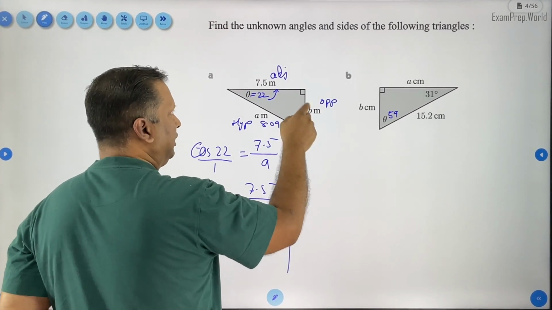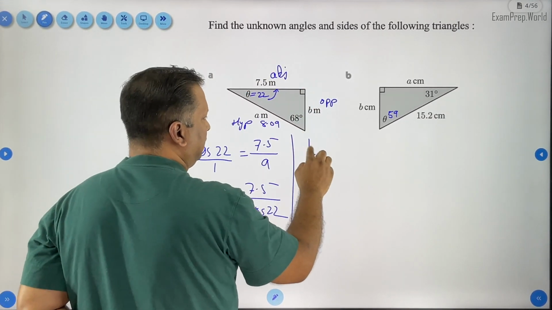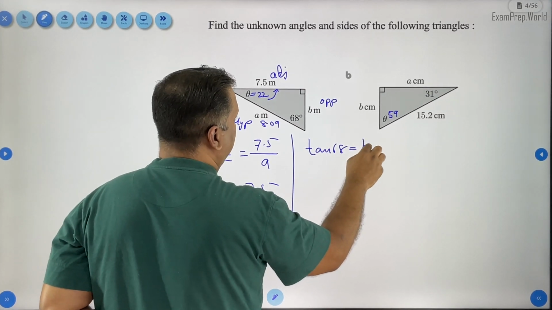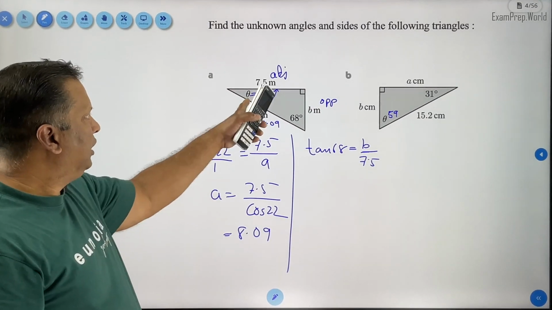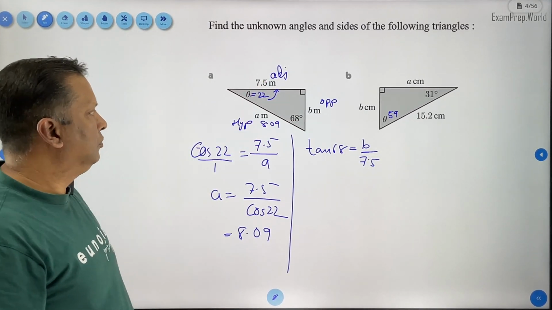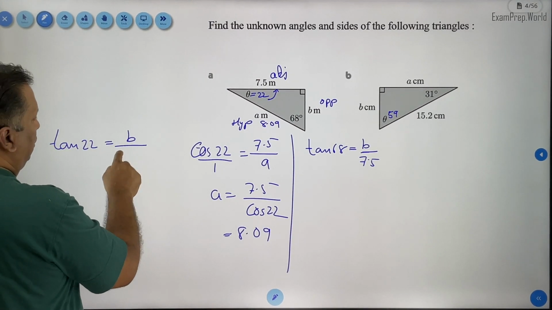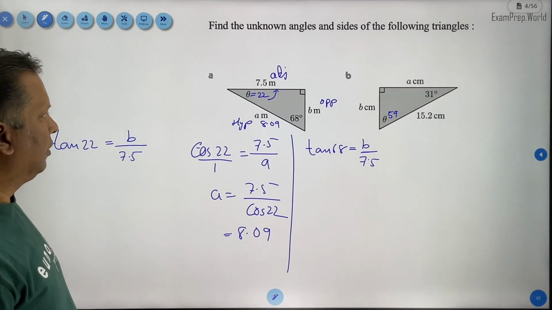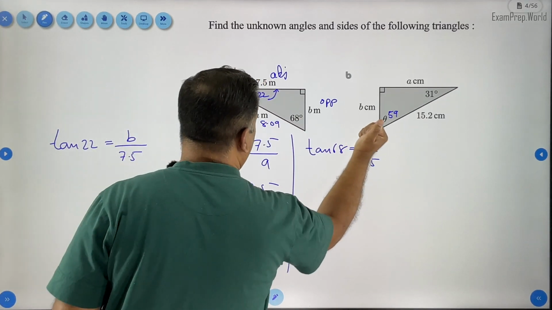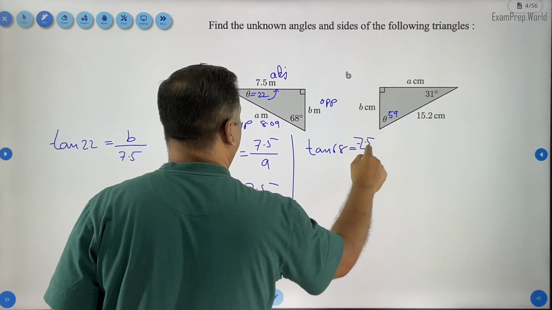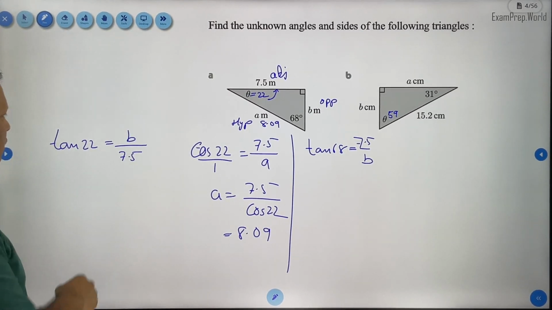Let us use tan. For 68, this is the opposite side and this is the adjacent side. I will write tan 68 equals B over 7.5. You can also find this angle as tan of 22. Tan 22 is B upon 7.5. So no, tan 68 is 7.5 over B. And tan 22 is B over 7.5. Whichever value you do, this one we will use.